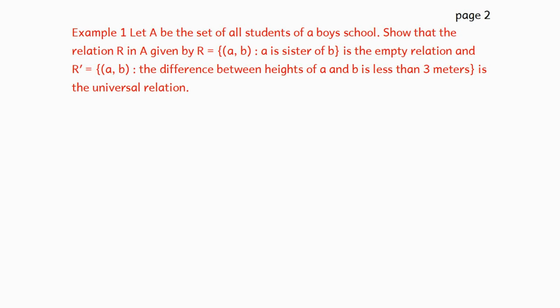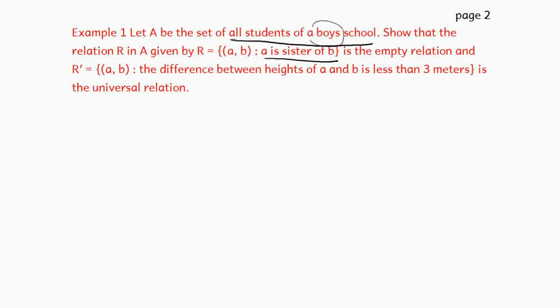Let A be the set of all students of a boys' school. Show that the relation R in set A given by R equal to (a, b) such that a is a sister of b is the empty relation. So I have to show whether this particular relation is the empty relation. So we will check this.